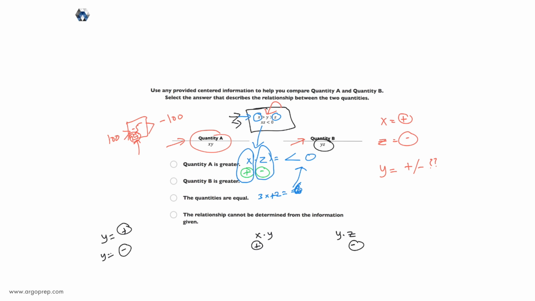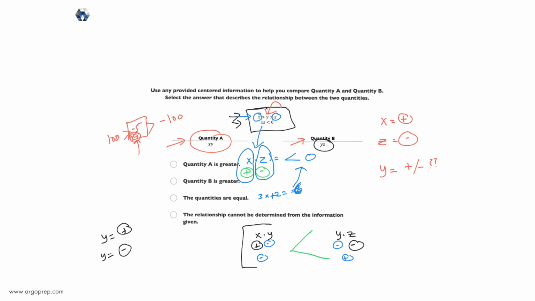If, in this case, I have a negative number for y, what does that mean? Well, x times y in this case is a positive times a negative, which results in a negative number, and y times z is a negative times a negative, which results in a positive number, and therefore quantity B would be greater. However, what happens if we make y positive? So let me go ahead and rewrite this now.